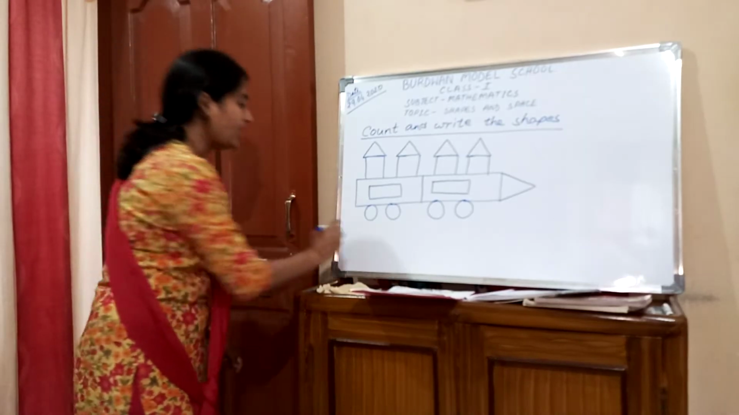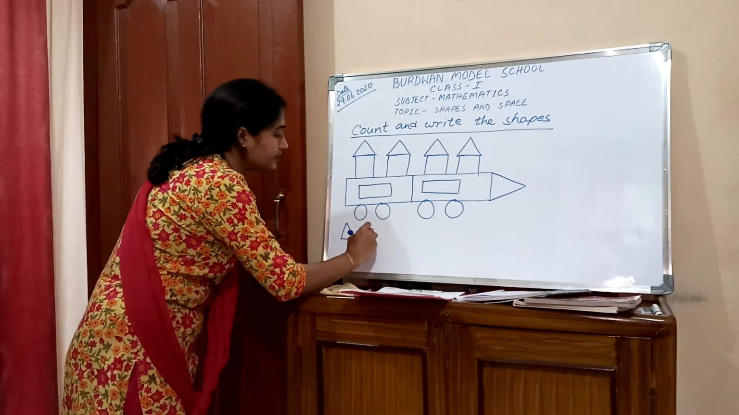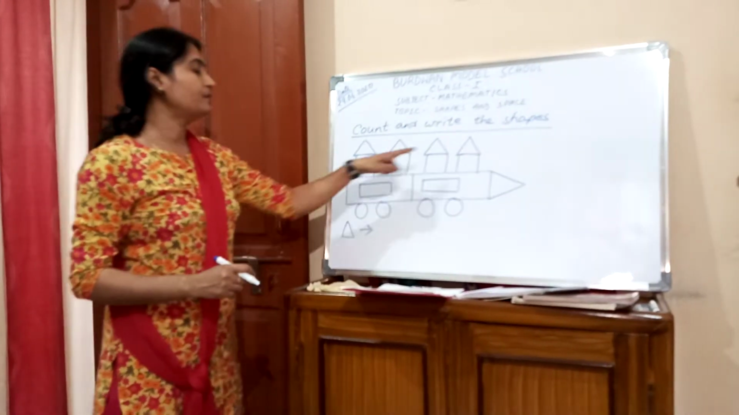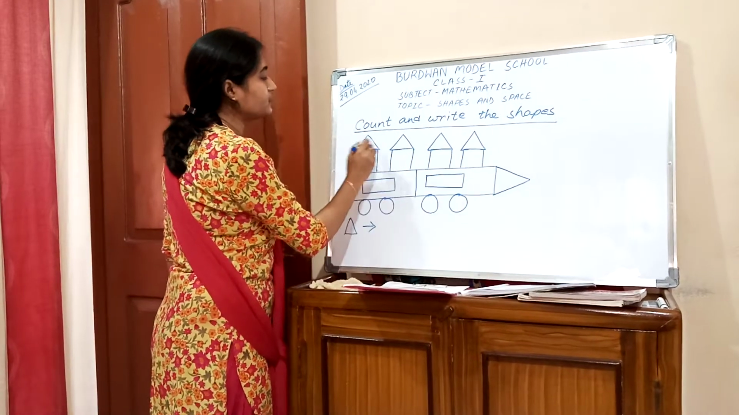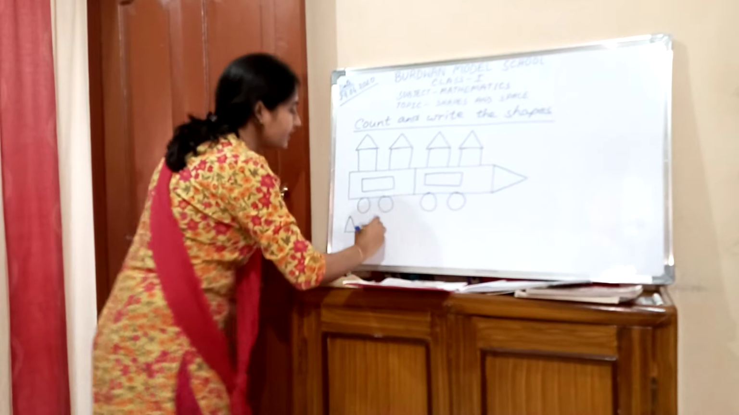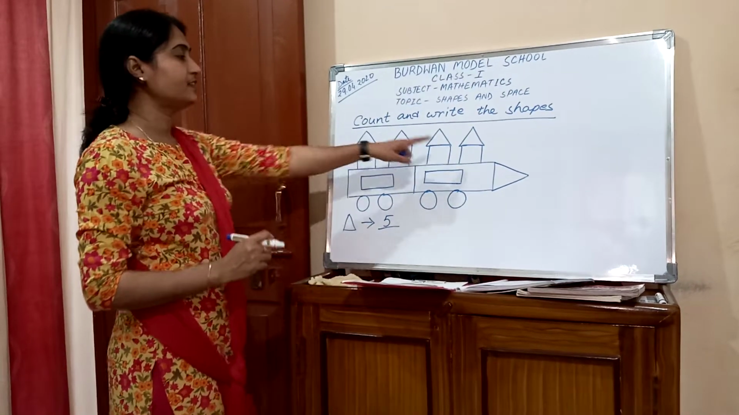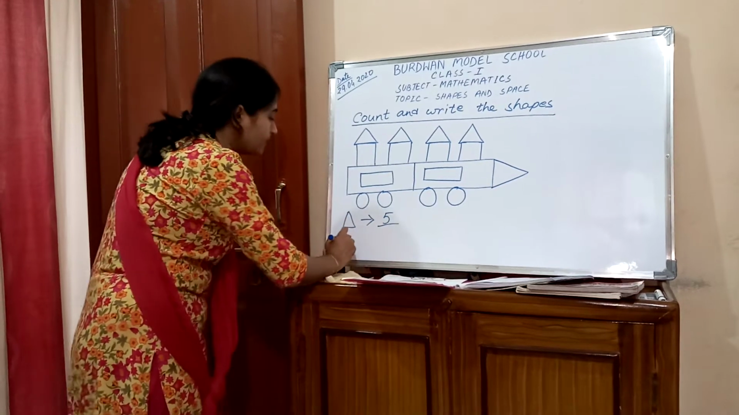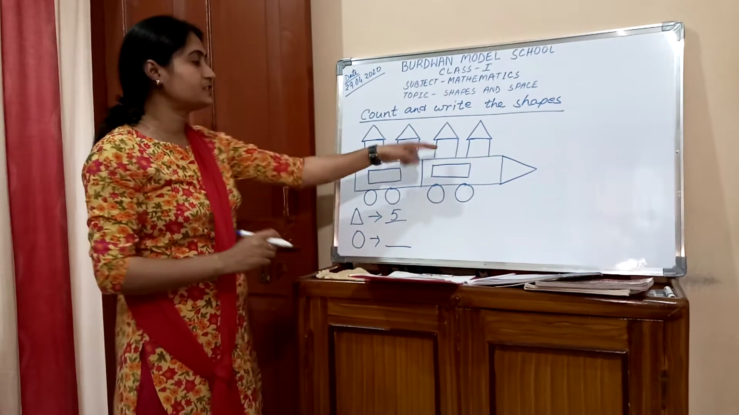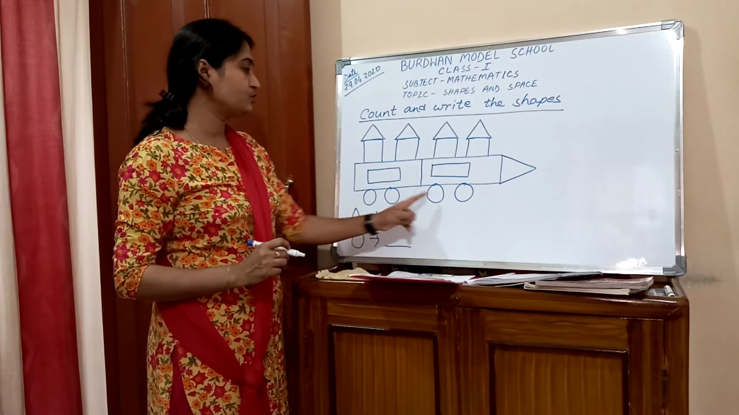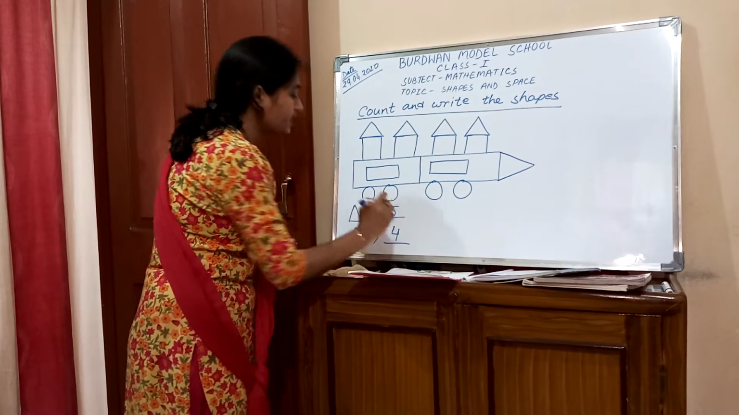Now the question: how many triangles are there in this picture? Please children, count how many triangles. 1, 2, 3, 4 and 5. Write down over here 5. 5 triangles in this figure. How many circles are there in this figure? There are 1, 2, 3, 4. 4 circles in this figure.